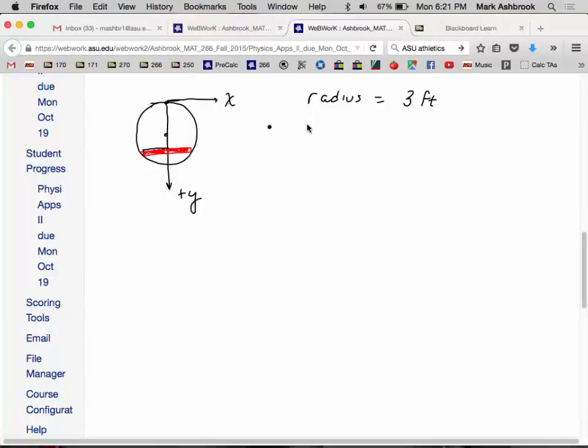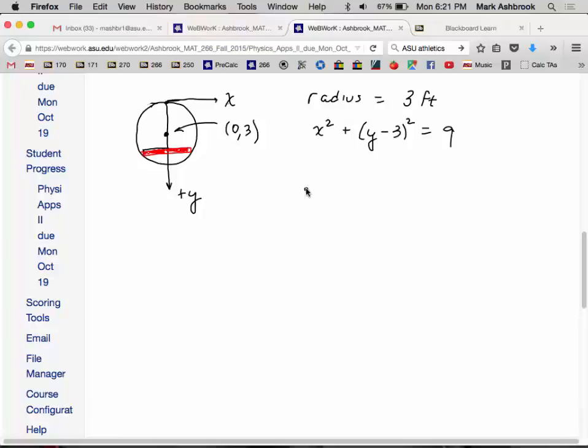So let's do that circle equation. What is the circle equation? This is the point 0, positive 3, okay? And so the equation of the circle then is x minus 0 squared plus y minus 3 squared equals radius squared, 9. Okay, so there's our equation of the circle.